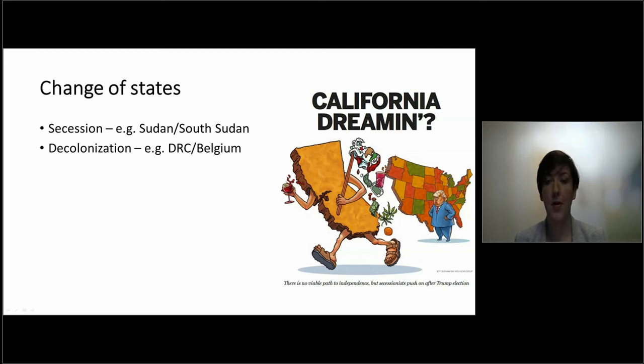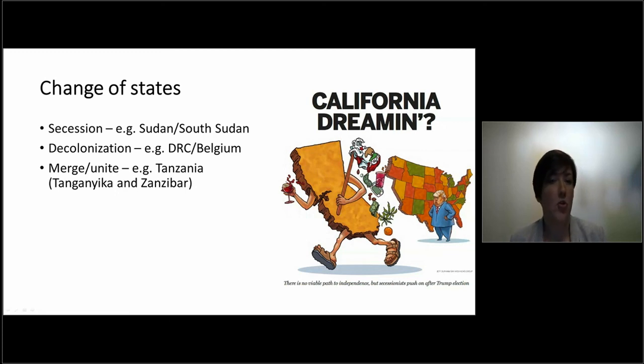It is also through decolonization that many states came into being. And this process is more or less ended by now, but for a long time it created many, many new states. So the former colonizing powers had many territories overseas who became independent states. And for example, the Democratic Republic of Congo was part of Belgium.